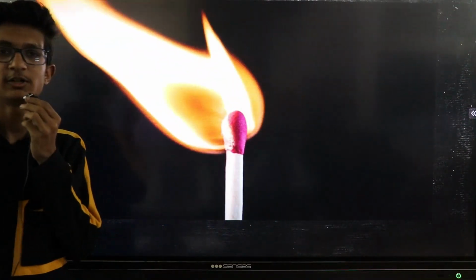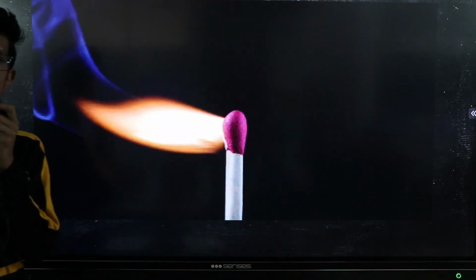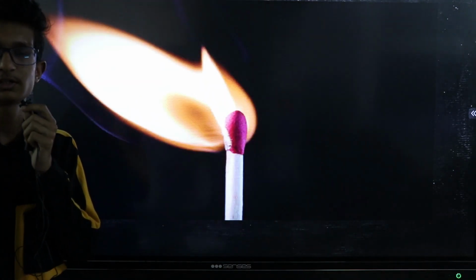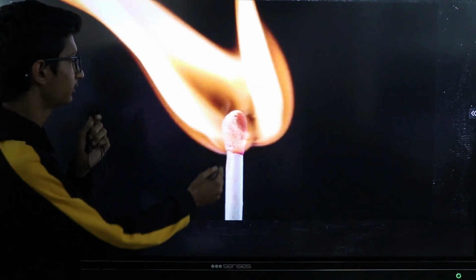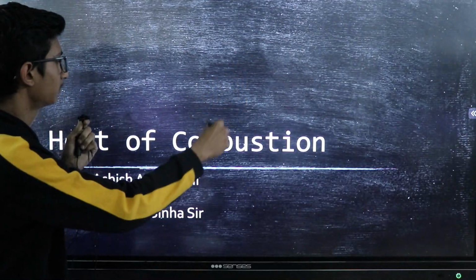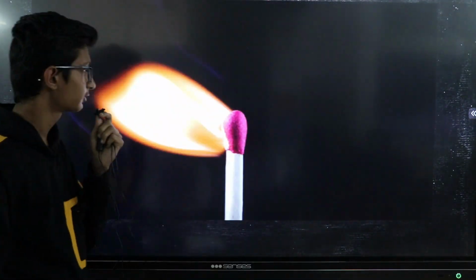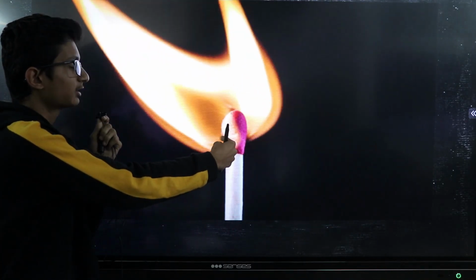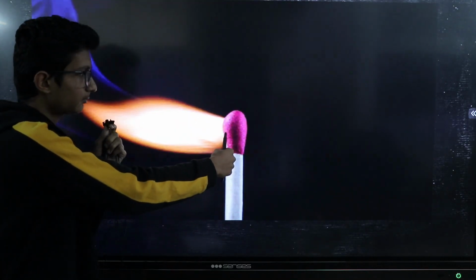So to understand heat of combustion, first we need to understand what combustion is. Combustion is a reaction where we burn a substance and it produces heat and light. Here you can see an example: a matchstick is burning, and there might be some oxygen particles around. If we provide heat to the matchstick, it will start combustion, and you can see that heat and light are produced.